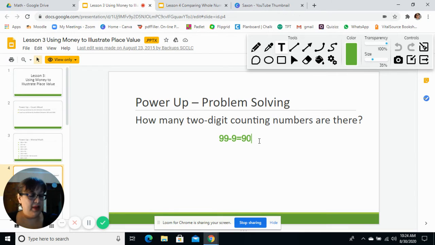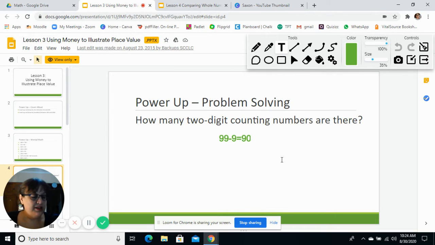So we want to go back and say, did we complete the task? How many 2-digit counting numbers are there? Yes, we found an answer. So we did complete the task. Now we want to ask, is our answer reasonable? Yeah, it seems pretty reasonable because we used good logic to figure it out.